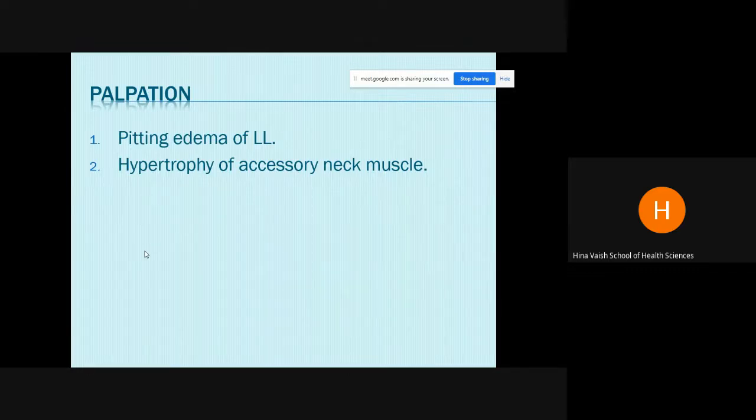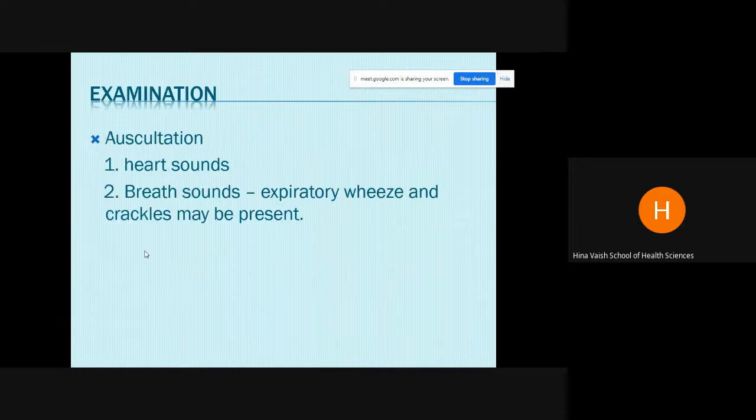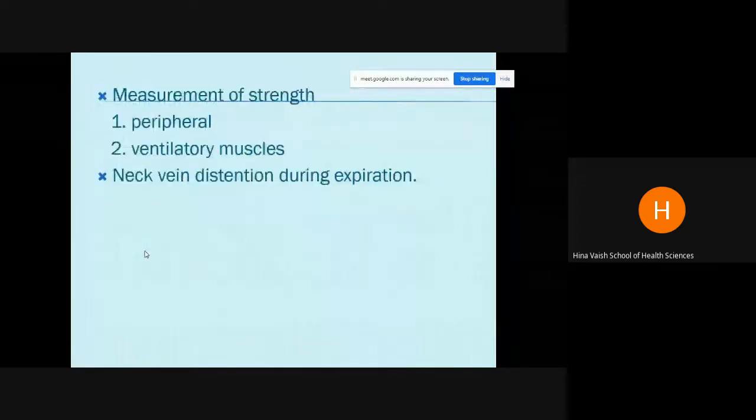Then, because of the overuse of the neck muscles, you can see hypertrophy of those muscles. When you auscultate these patients, in the breath sounds you can hear an expiratory wheeze, and during inspiration you can have crackles as well. If there is mucus hyperproduction because of inflammatory changes, you can hear the crackles as well. So you need to work on that aspect.